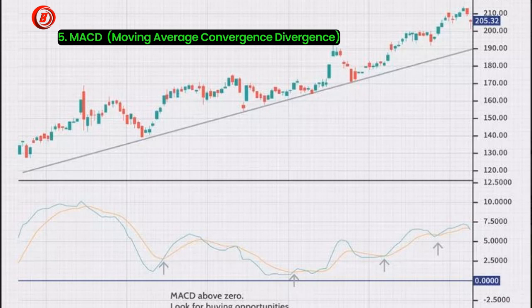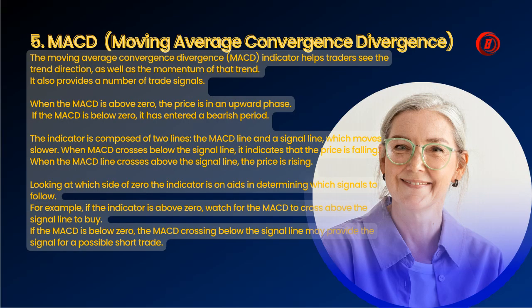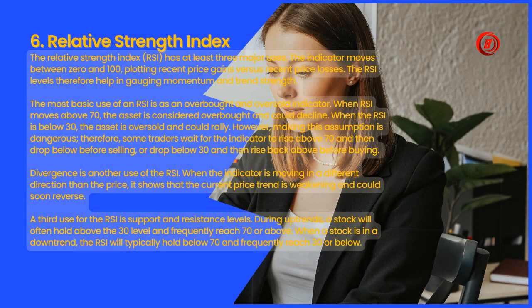Looking at which side of 0 the indicator is on aids in determining which signals to follow. For example, if the indicator is above 0, watch for the MACD to cross above the signal line to buy. If the MACD is below 0, the MACD crossing below the signal line may provide the signal for a possible short trade.